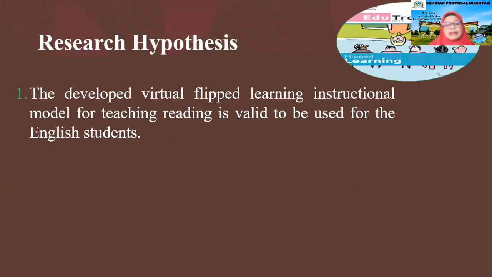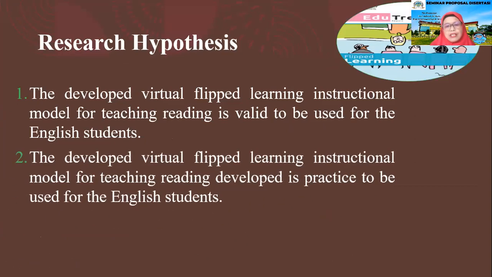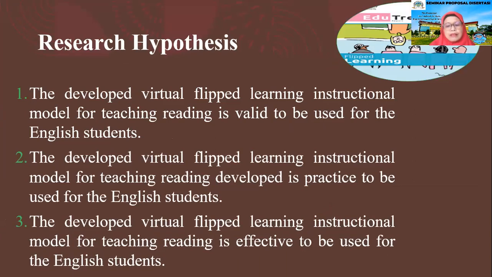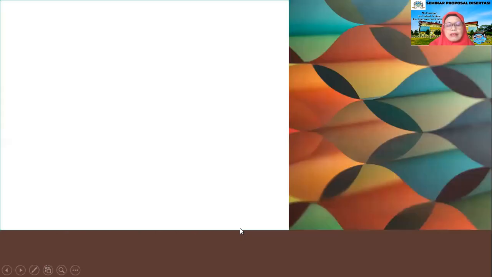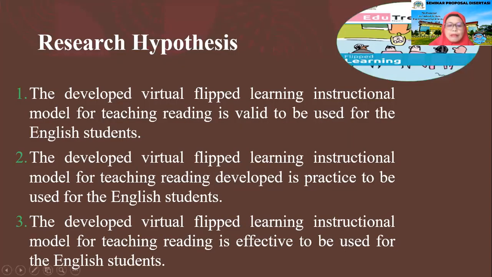So, come to the hypothesis. The developed virtual flipped learning instructional model for teaching reading is valid to be used for the English students. The developed virtual flipped learning for teaching reading is practical, and the model is effective to be used for the English students. So it's valid to be used, practical to be used, and effective to be used for the English students.